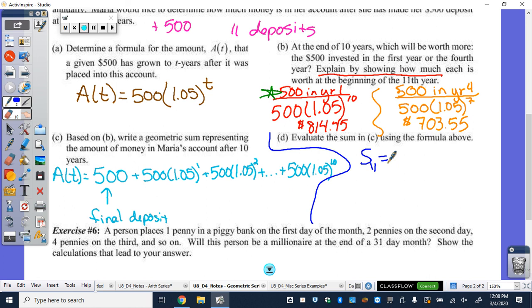So last part, they want us to figure out how much money is actually in that account. So instead of doing all the calculations and adding them all together, we can use our geometric series formula. So where A sub 1, her very first deposit was $500. So 1 minus the rate, 1 minus 0.05, and again, it happens 11 times, 11 deposits, divided by 1 minus 1.05. So how much money does she have?